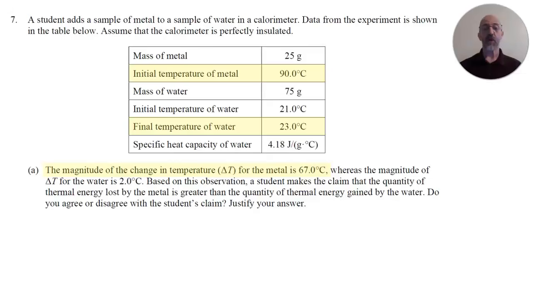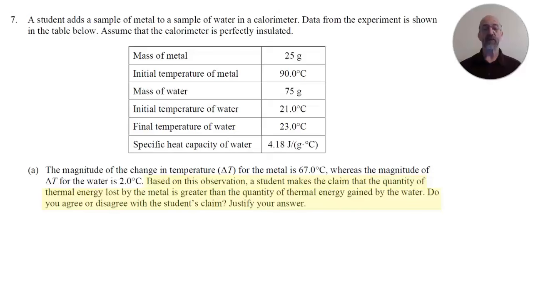Now the water begins at a temperature initially of 21 degrees Celsius, and then the final temperature of the water is 23 degrees Celsius, so that's a difference of 2 degrees. So based on this observation that the magnitude of delta T for the metal is 67 degrees Celsius, whereas the magnitude of the delta T for the water is 2 degrees Celsius, a student makes the claim that the quantity of thermal energy lost by the metal is greater than the quantity of thermal energy gained by the water. And the question says, do you agree or disagree with the student's claim?